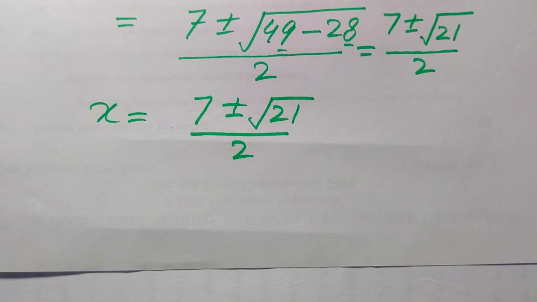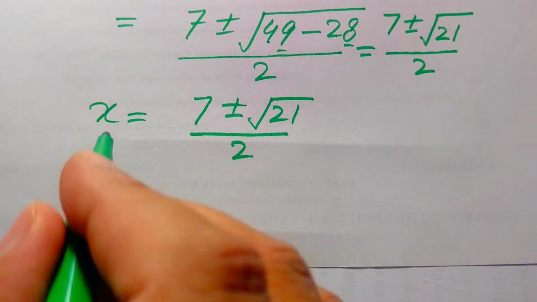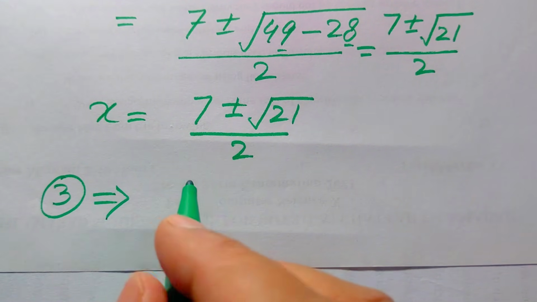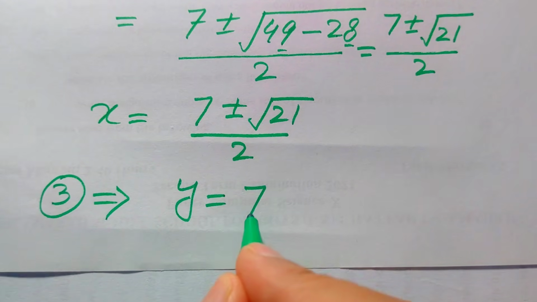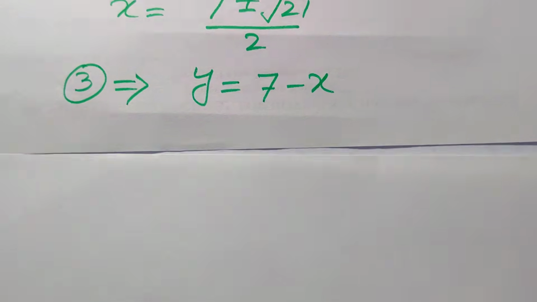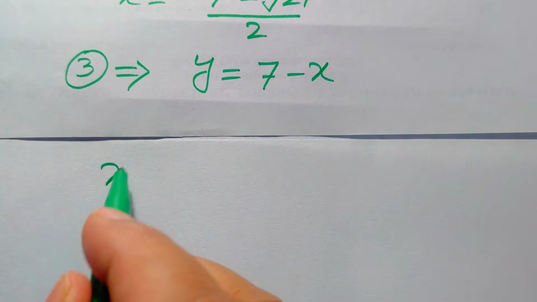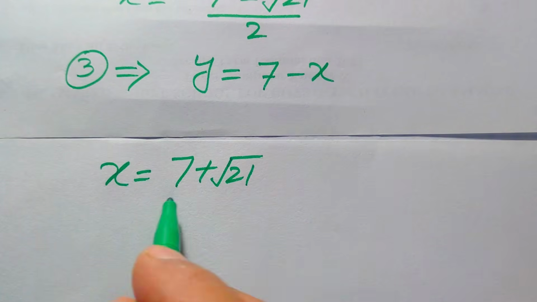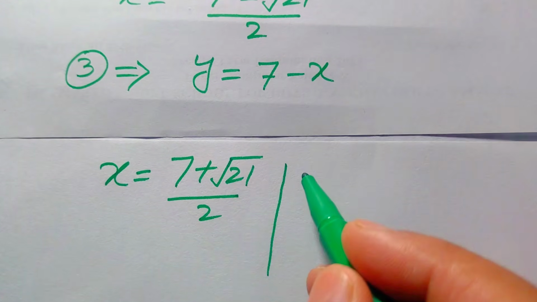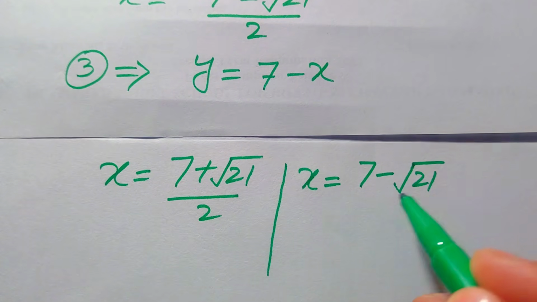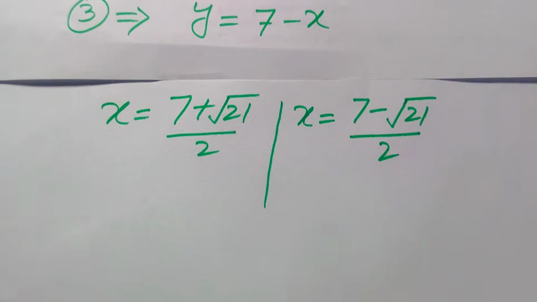So now in the next steps we need to use these two values of x to get the corresponding values of y. For this we need equation number 3, which implies that y equals 7 minus x. And here we substitute: on this side we choose the positive value of x, which is 7 plus square root of 21 divided by 2, and on this side we choose the negative value of x, which is 7 minus square root of 21, divided by 2.